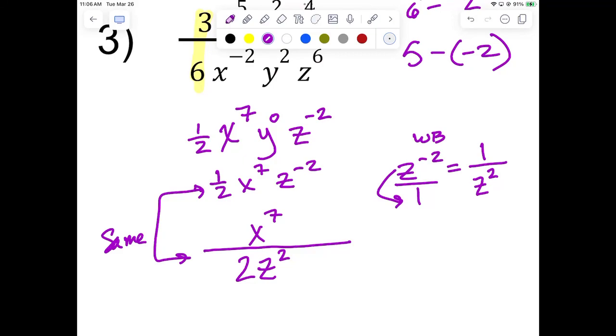You see that? The 2 didn't need to be written in the bottom of the whole thing because it was just a number. Now, you could have said it was x to the 7th, z to the negative 2 all over 2. That would work as well. But since this is going to the bottom, might as well give them a friend down there, right?